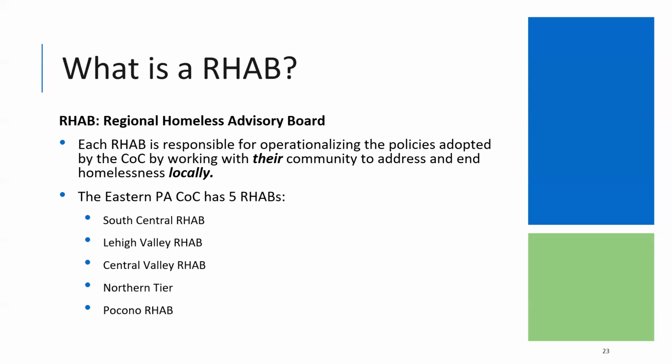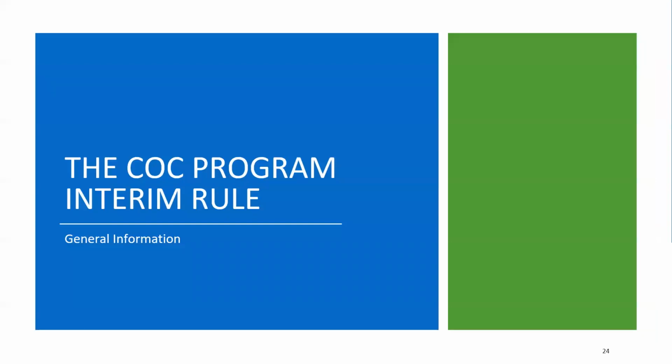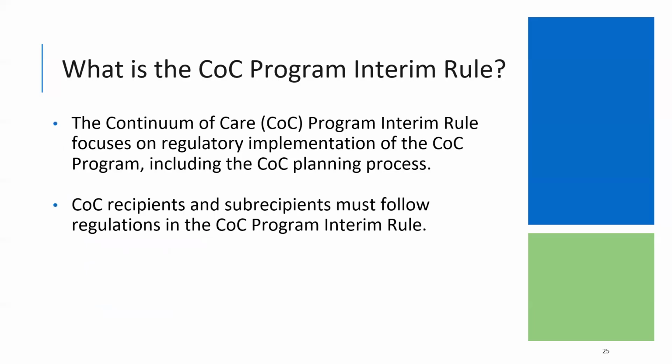So we noted that a responsibility of the CoC is to implement the requirements of the CoC program interim rule. So let's dive in a bit to what that means. The CoC program interim rule is basically the regulatory requirements of the CoC program, including the CoC planning process. So all CoC recipients and subrecipients have to follow HUD's regulations in the CoC program interim rule. So let's talk through what those responsibilities are.